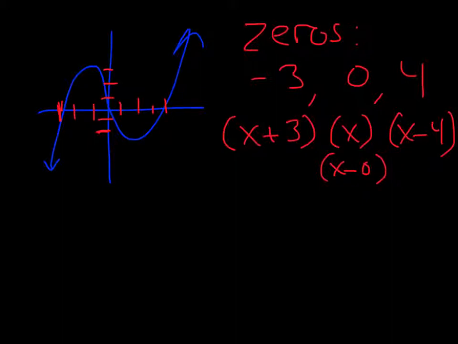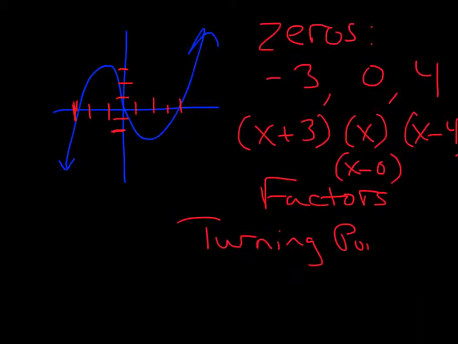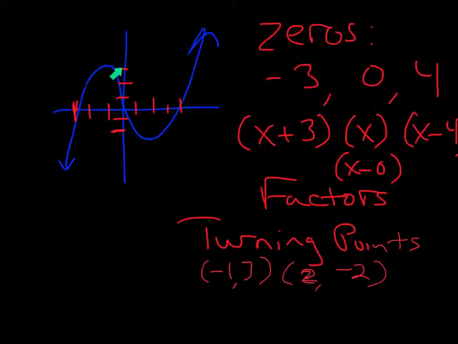And notice that these are our factors. They have the opposite sign, okay? And we've done that before. And then what if we ask for turning points? So your turning points would be roughly negative 1, 3 and 2, negative 2. Okay, do you see how there's two turning points, right? It's turning here and it's turning here.